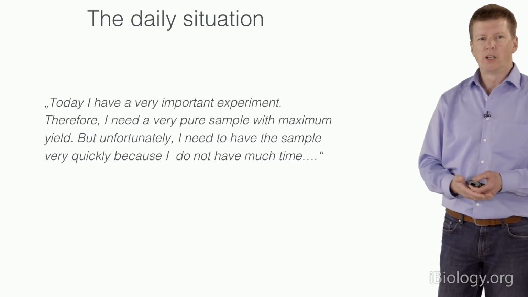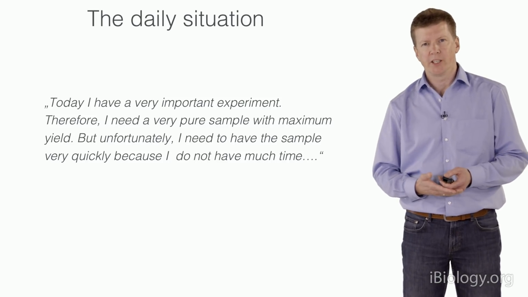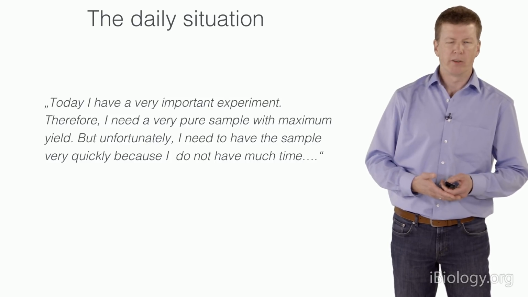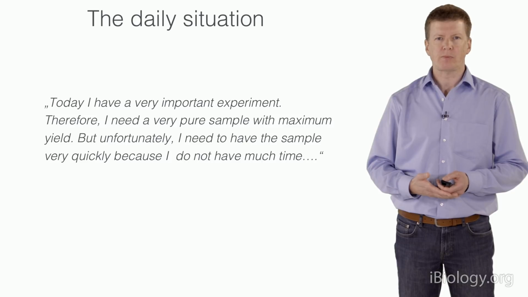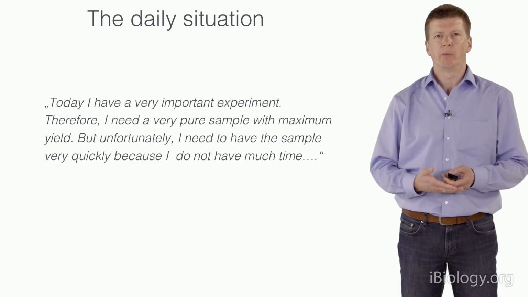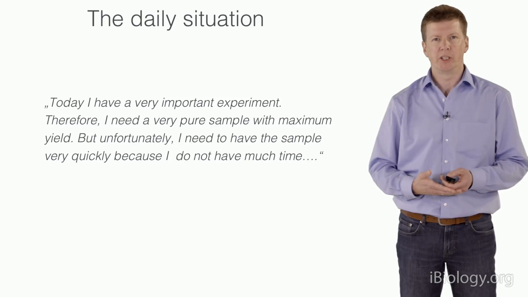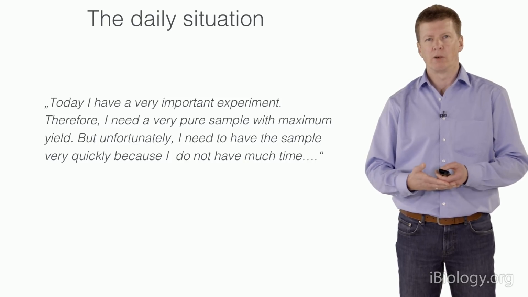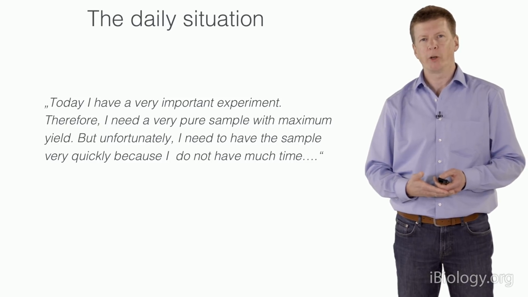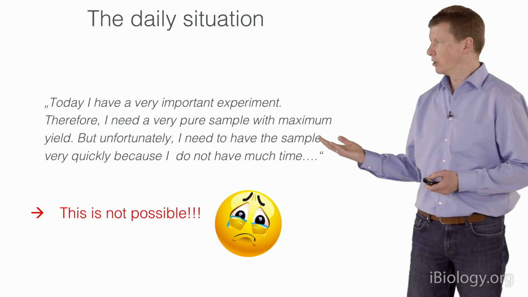So we now heard about the theory. We now know how to justify if you want to sort or not. Now let's assume a more realistic daily situation. You have an experiment where you need a very pure sample with a maximum of your cells. But as always, time is money and you need it very fast. Of course, all these three things, purity, yield, and time, cannot be maximized at the same time. So therefore, such a request would just not be possible.